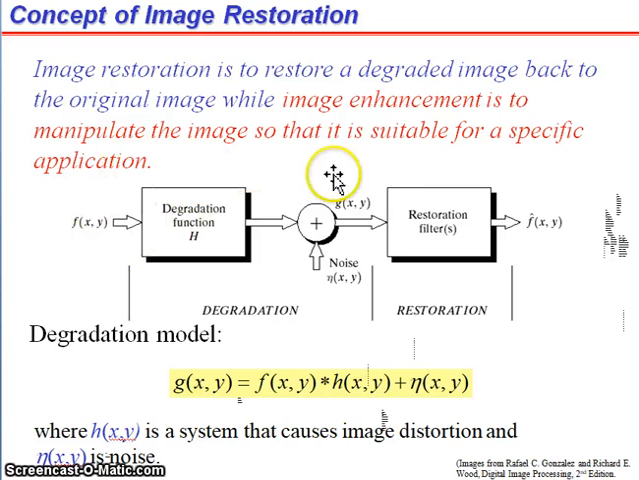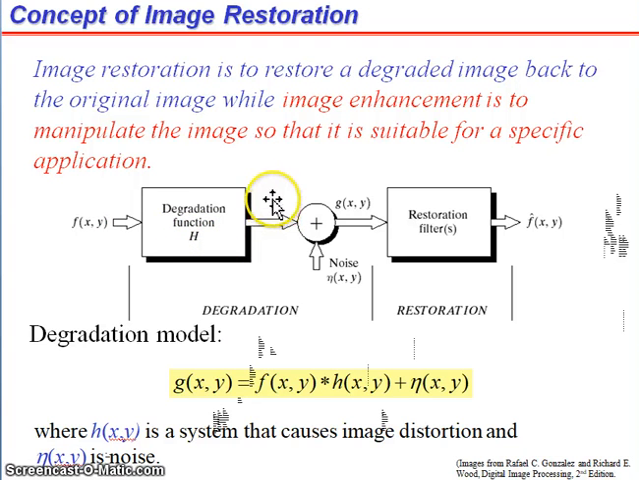Observe there is one more block diagram attached to this one, which gives us the information on what basis g of x comma y is obtained. One input image is degraded by this degradation function h. Then certain noise is added to that image, and then you get g of x comma y. So consider what the degraded image g of x comma y is. It is the output of the degradation function, where the input is f of x comma y and the degradation function is represented as h of x comma y.